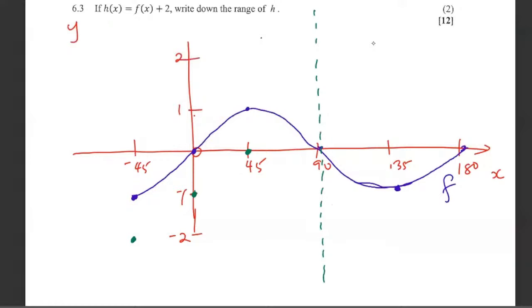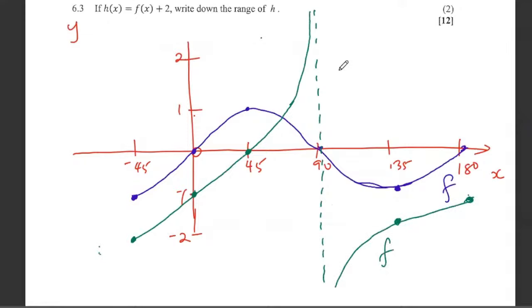Down this side, we have negative 1. So this is 180. Then 135 is negative 2. Just in that format. Which means we just need to connect this to that, and then it should just move towards the asymptote. Same story with this, it must just move towards the asymptote. So this is your F.